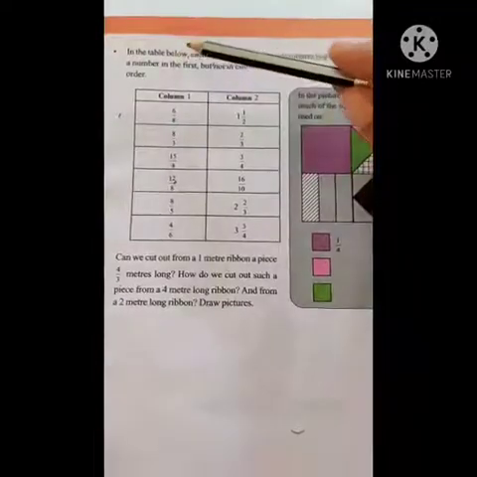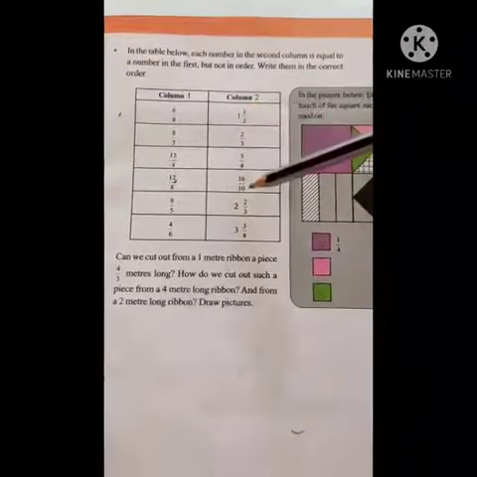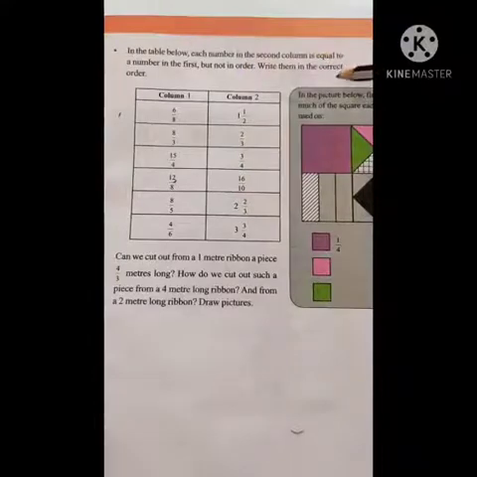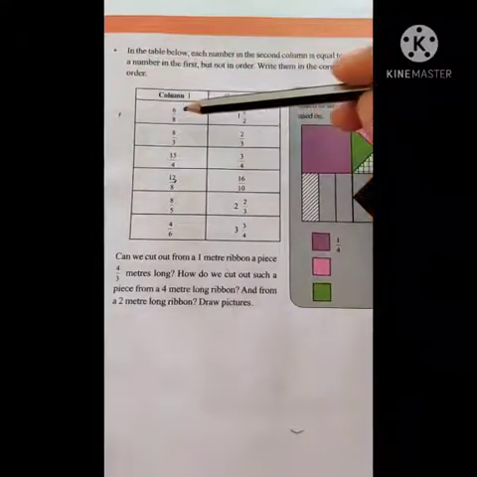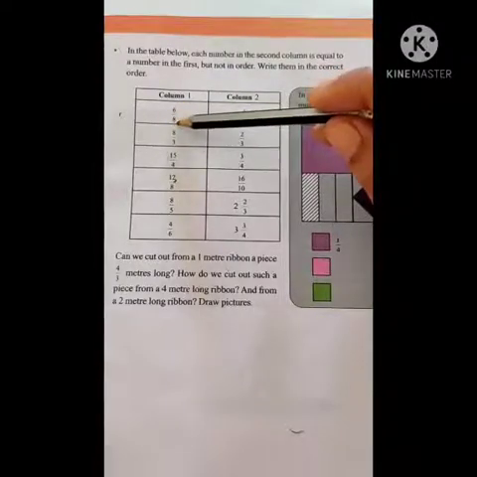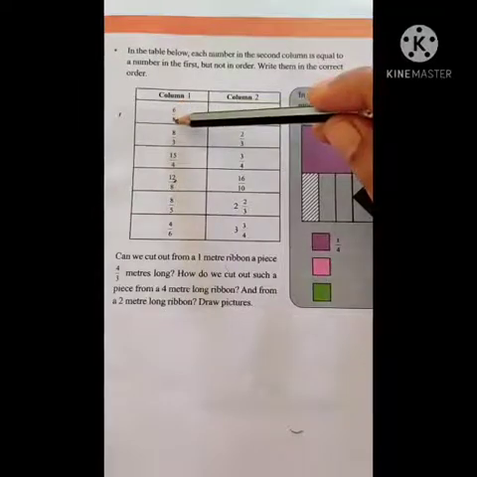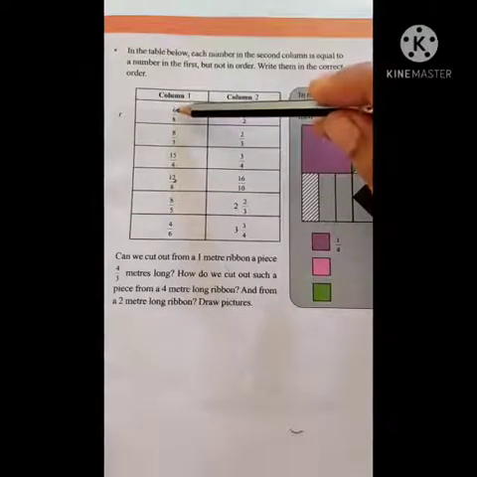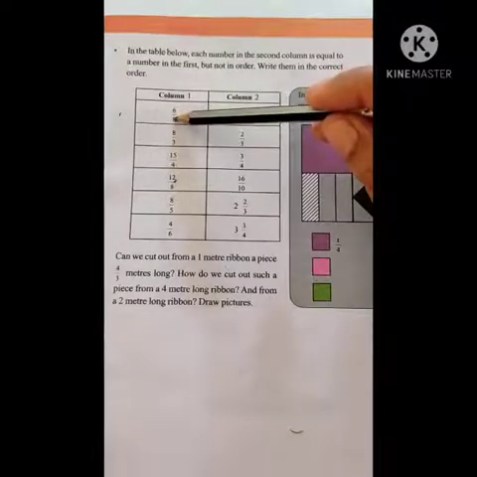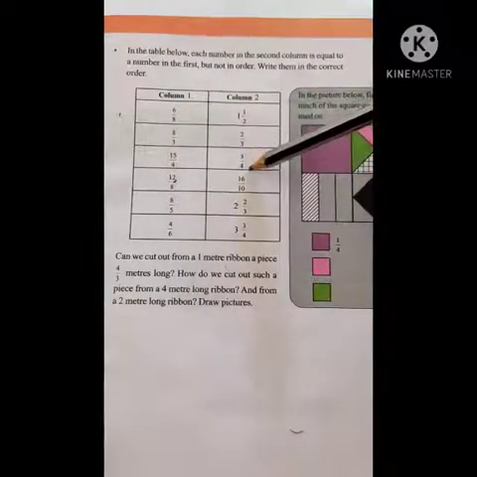The next question. In the table below, each number in the second column is equal to the number in the first column, but not in order. Write them in the correct order. For example, 6 by 8. 6 and 8 are the multiples of 2. By simplifying or dividing the numerator and denominator by 2, we get 3 by 4. 6 divided by 2 is 3, 8 divided by 2 is 4. The fraction equivalent to this 6 by 8 is equal to 3 by 4.